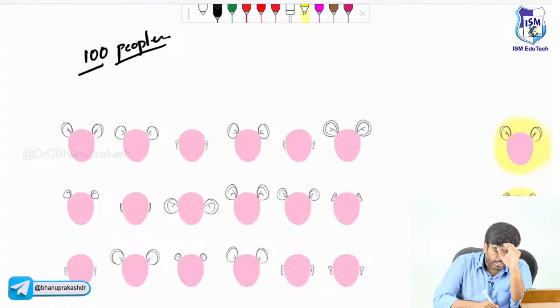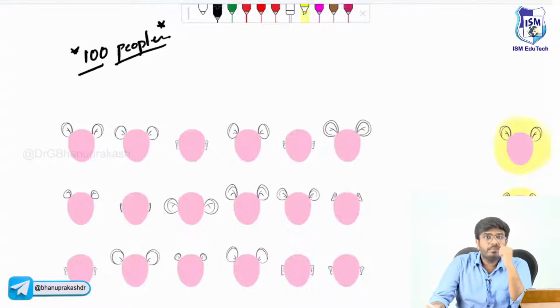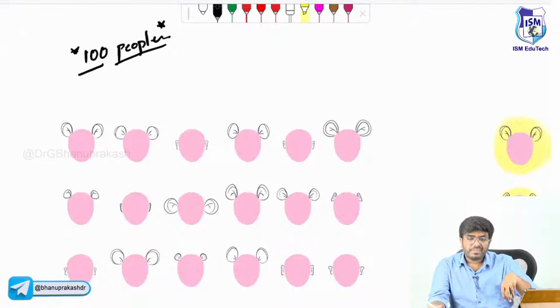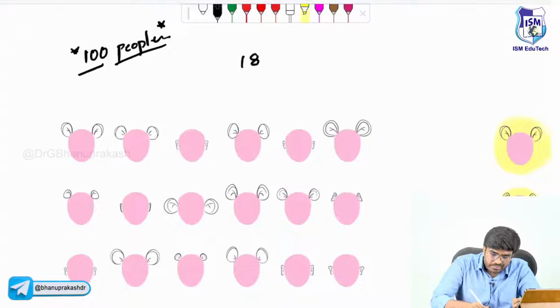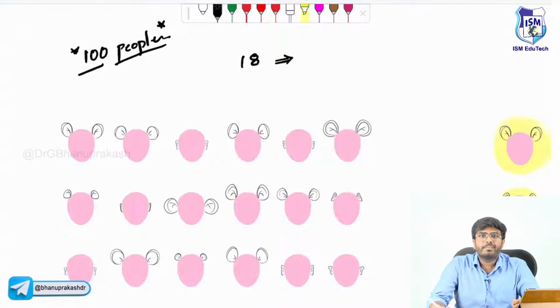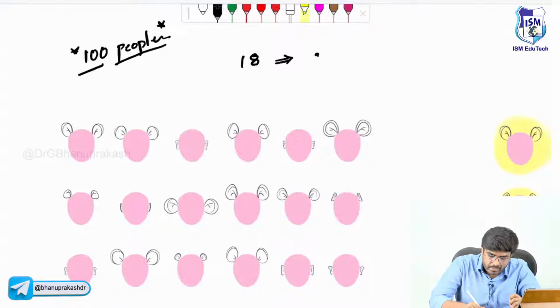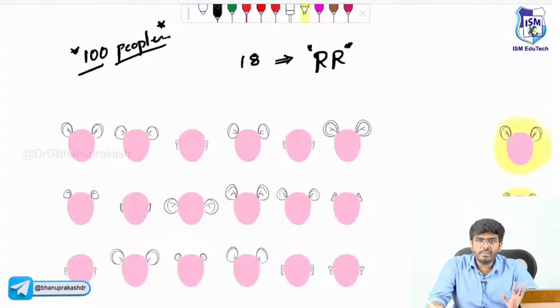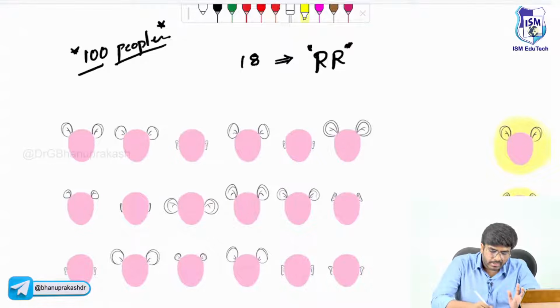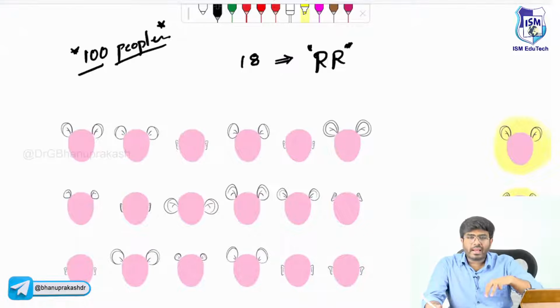Okay, on 100 people. Now in this 100 people, you came to know that there are these 18. There are 3 rows, 6 in each. These 18 people are having a mutation, a particular homozygous mutation, for example, capital R. For this particular gene, they are having a mutation. Now see, all these 18 people are having the same mutation.